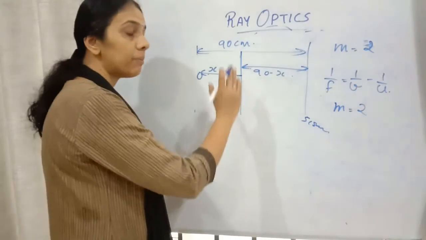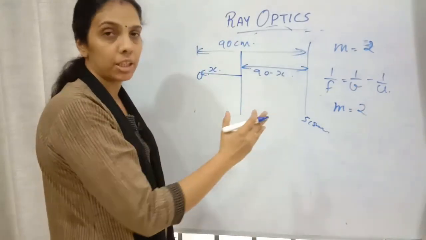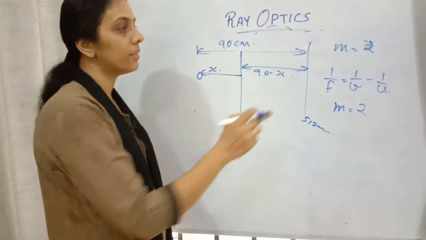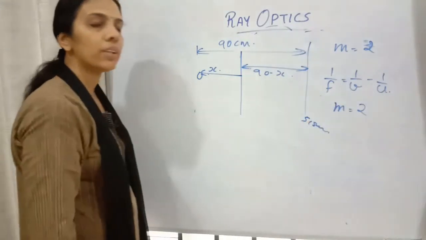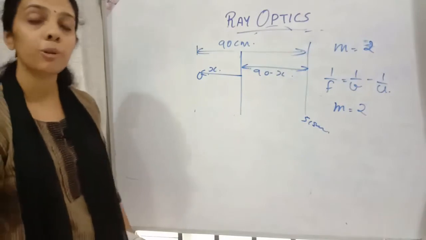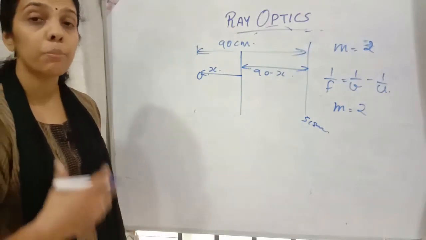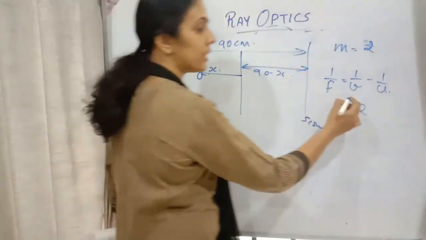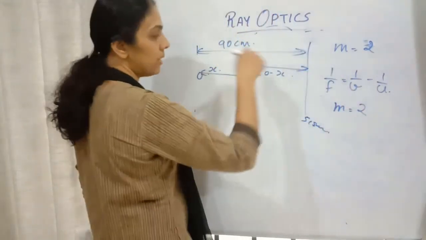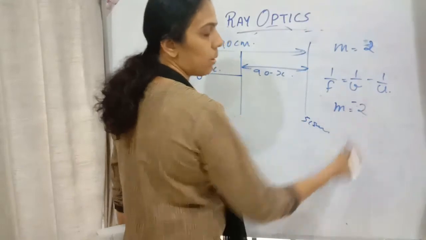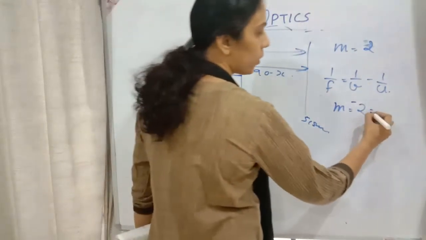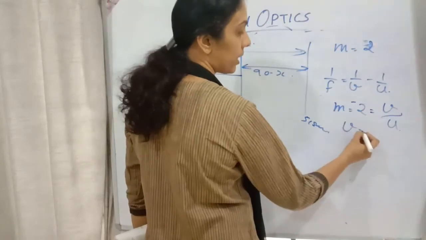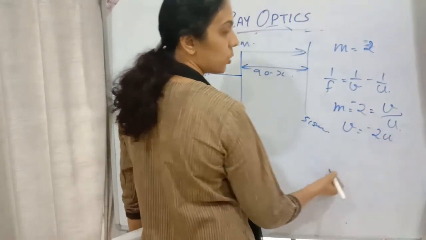On the screen we are getting an image, so it will be a real image. If it is real, will the magnification be positive or negative? Magnification will be negative, because a real image is also inverted. Hi by ho, one is positive and the other is inverted, so this will be negative. That is, minus 2 equals v by u. So we can write v equals minus 2u.